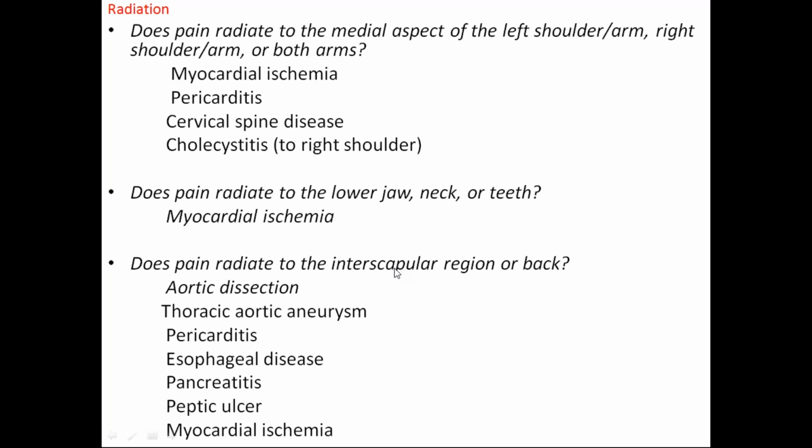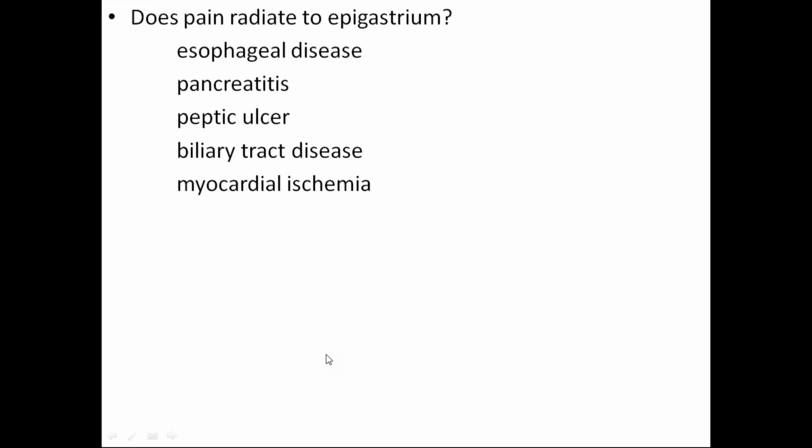And radiation is a very important entity in chest pain to differentiate the causes. In MI, we have already seen radiation to arms, shoulder, back, jaw, neck. In MI, pain radiating to lower jaw, neck, and teeth. It can also radiate to all these structures. Does pain radiate into the interscapular region? Which has already been described: aortic dissection, very emergency to treat. Pericarditis, esophageal disease, peptic ulcer, and MI. Does pain radiate to the epigastrium? Yes, those are peptic ulcer, pancreatitis, esophageal disease, and gallbladder disease.